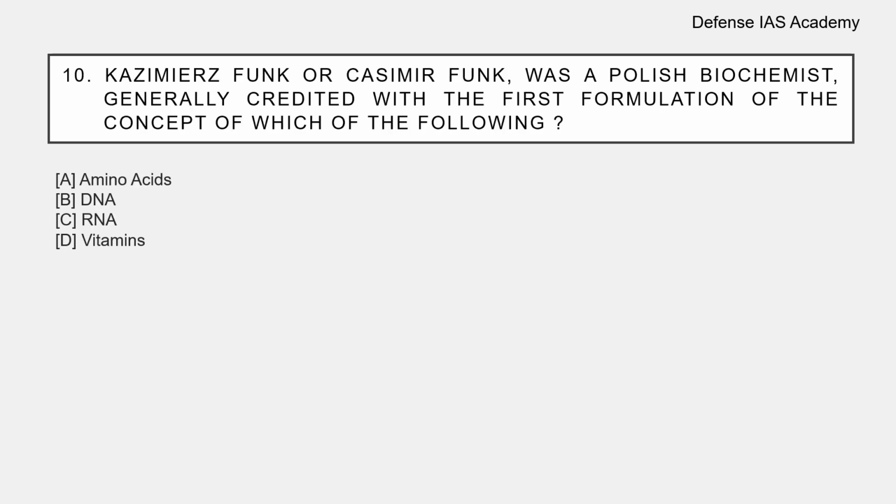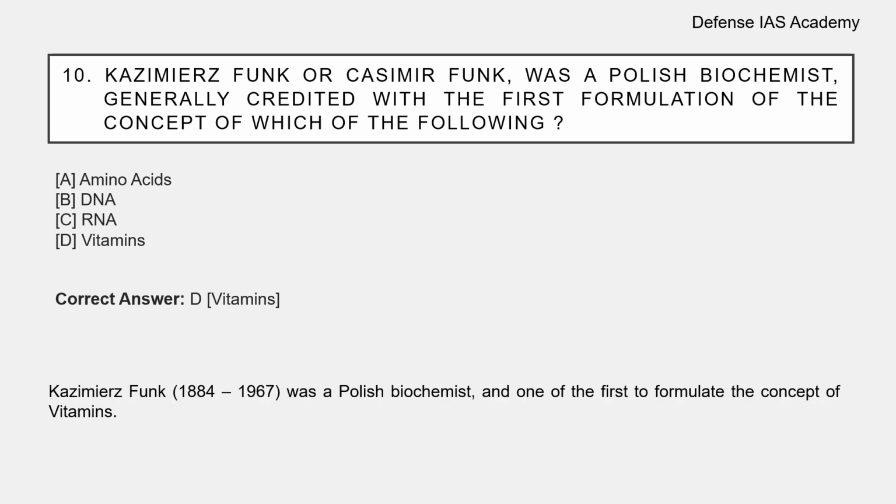Question number 10. Casimir Funk was a Polish biochemist generally credited with the first formulation of the concept of which of the following? Options are option A amino acids, option B DNA, option C RNA, option D vitamins. Correct answer is option D vitamins. Casimir Funk was a Polish biochemist and one of the first to formulate the concept of vitamins. He lived from 1884 to 1967.